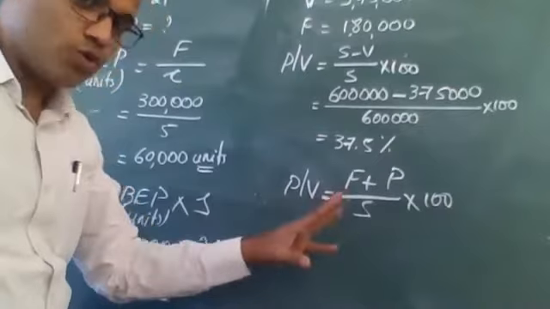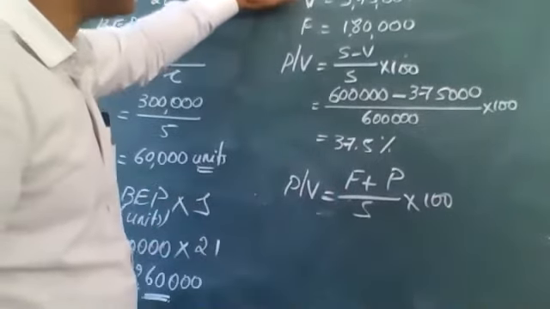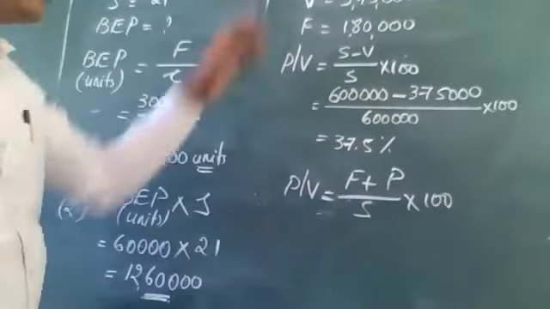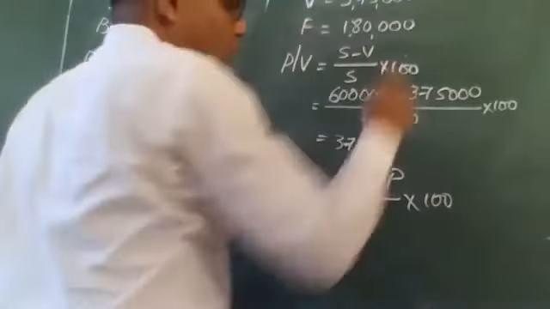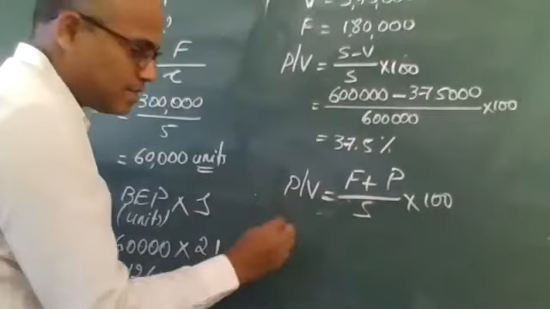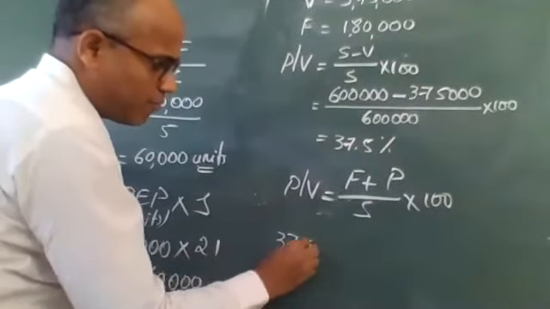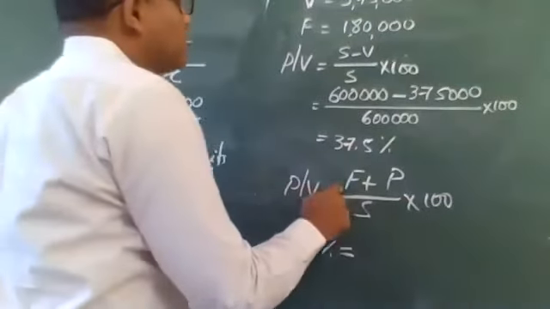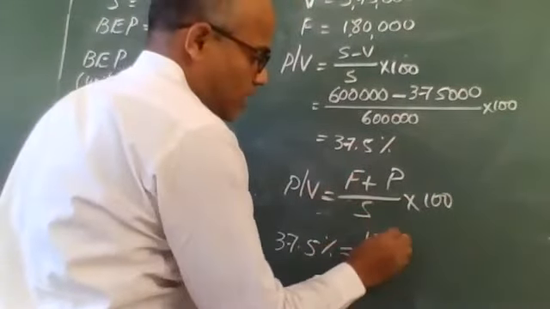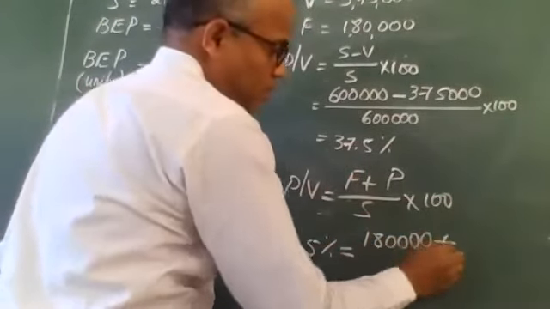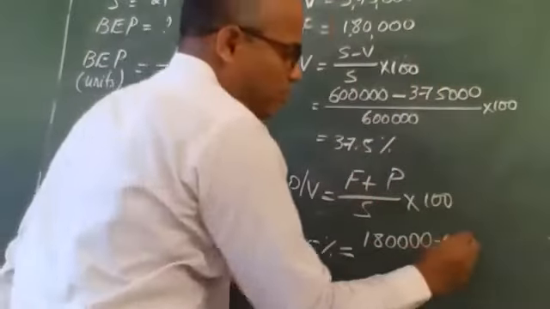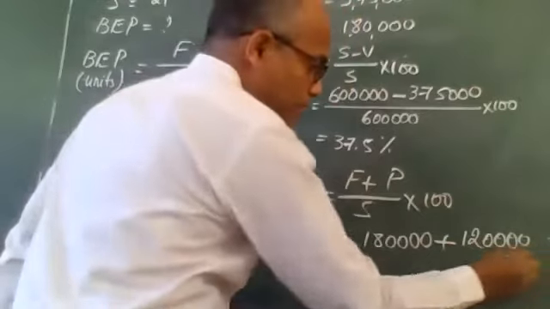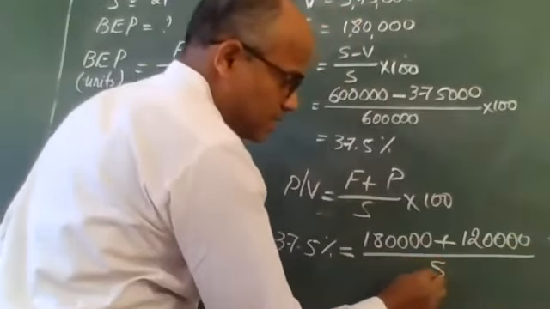Do you know sales? No, sir. You should not say sir, here sales is given, no. That sales is the given information. Now we are trying to find out if profit is 120. So what will I do? I'll say 37.5% equals my fixed cost, which remains fixed, 1,80,000, plus the desired profit of 1,20,000, divided by S, which is a question mark.